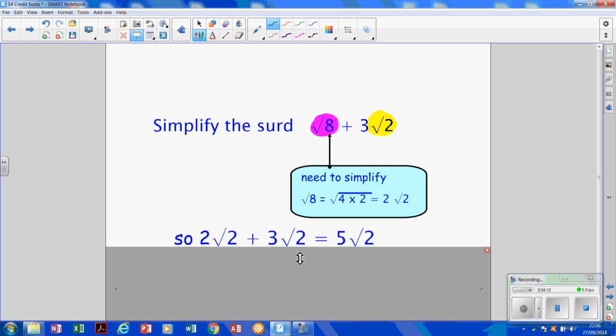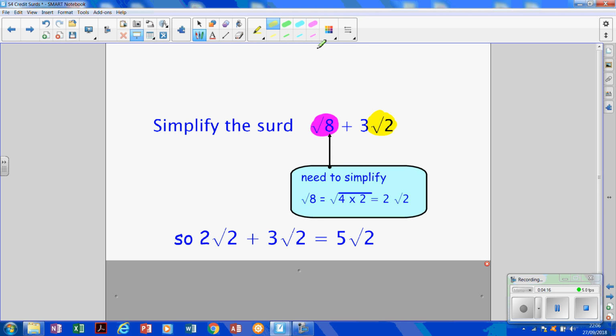Now once I've done that, then I do have the same roots involved in this question. So I've now got 2 root 2's, that comes from that answer there, and I want to add on 3 root 2's, so I can add them, they're the same roots. I've got 2 of them, and I've got 3 of them, which gives me 5 root 2's.